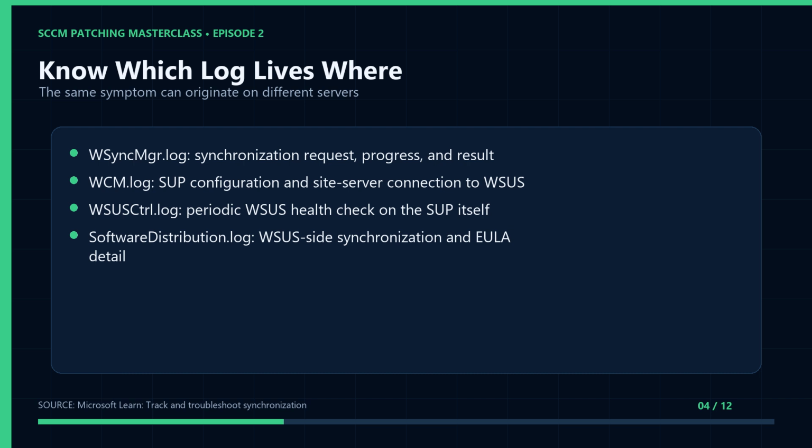WSUS control performs periodic WSUS health checks and resides on the software update point itself, so on a remote SUP you must read it there. WSUS SoftwareDistribution.log adds WSUS-side detail, especially for synchronization and EULA download problems. A healthy WSUS control does not prove that a remote site server can connect to WSUS. WCM can fail across the network while WSUS itself remains healthy.